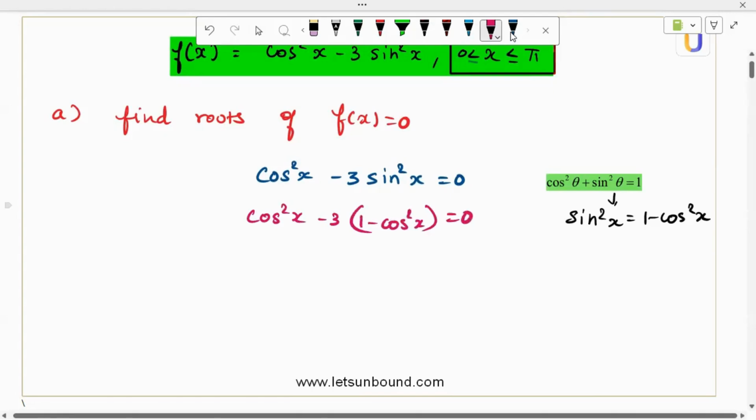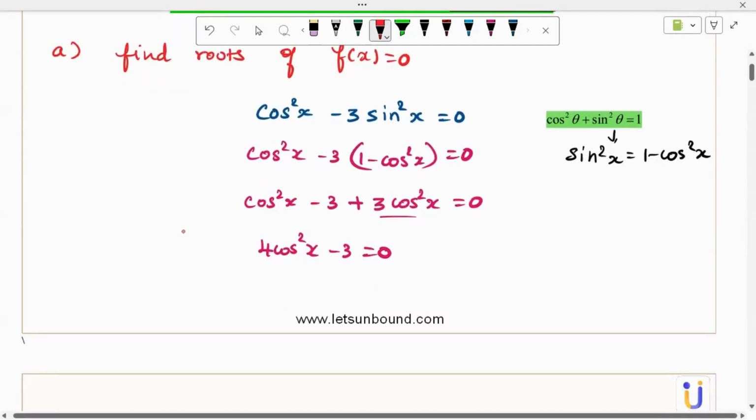Now we turn this into a single function. Let's simplify it and remove the bracket. Cos square x minus 3 plus 3 cos square x equals 0. Adding 3 cos square x and this cos square x gives 4 cos square x minus 3 equals 0. For sure, two factors can be expressed. It's a quadratic in cos x. Usually we will see it with x, but here it is cos x. Let's simplify it.